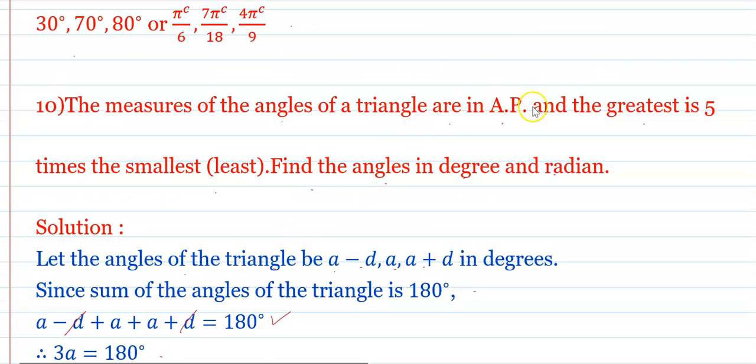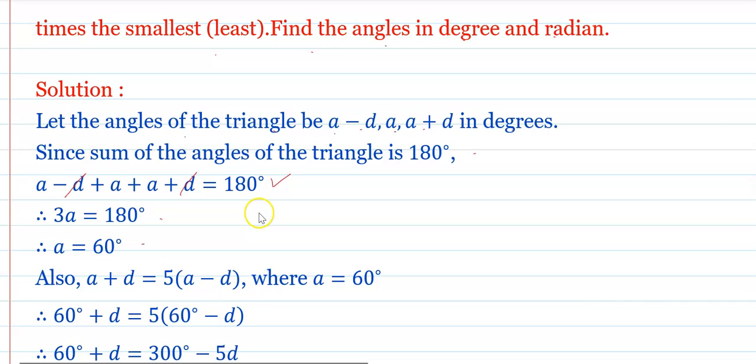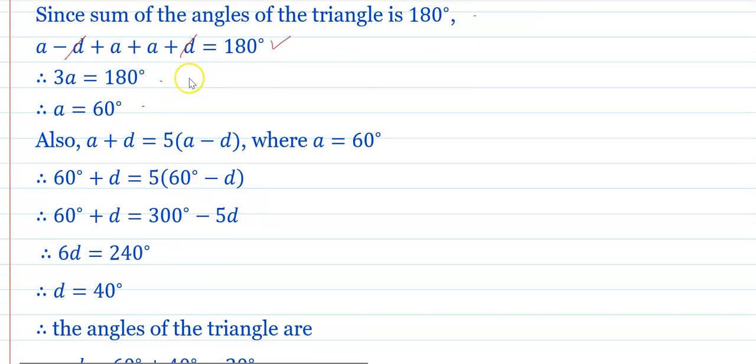Then apply the given relation. What is the relation? The greatest is 5 times the smallest. Greatest is equal to 5 times the smallest. Which is the greatest? The greatest is a plus d. It is 5 times the smallest, 5 in bracket a minus d. The value of a is 60, so 60 plus d is equal to 5 in bracket 60 minus d.